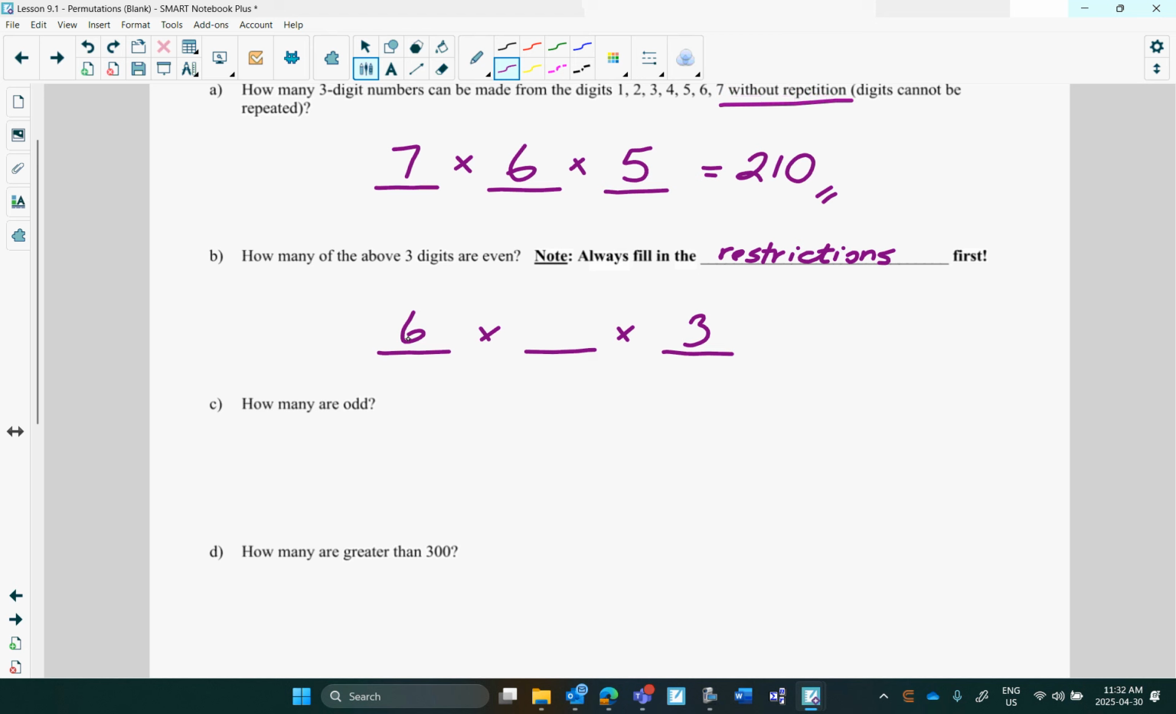So let's say that I use 2. How many numbers do I have left to put in this position? 6. Let's say I use another number. It doesn't matter whether it's odd or even here. How many numbers are left? 5.